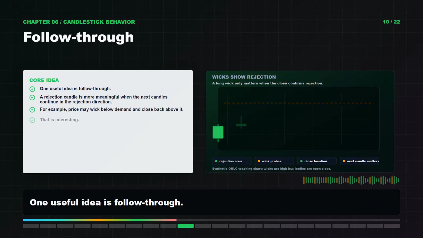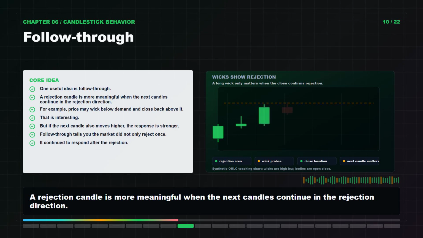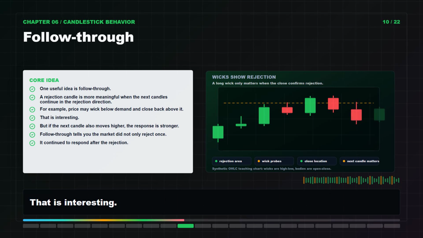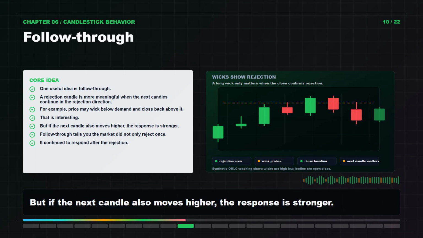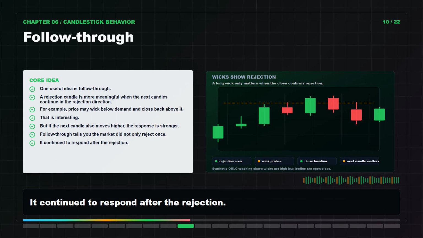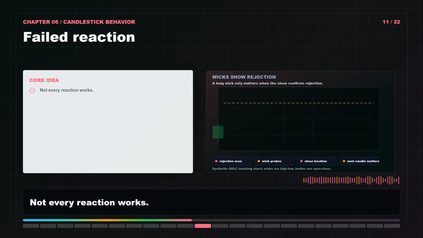One useful idea is follow-through. A rejection candle is more meaningful when the next candles continue in the rejection direction. For example, price may wick below demand and close back above it. That is interesting. But if the next candle also moves higher, the response is stronger. Follow-through tells you the market did not only reject once, it continued to respond after the rejection.